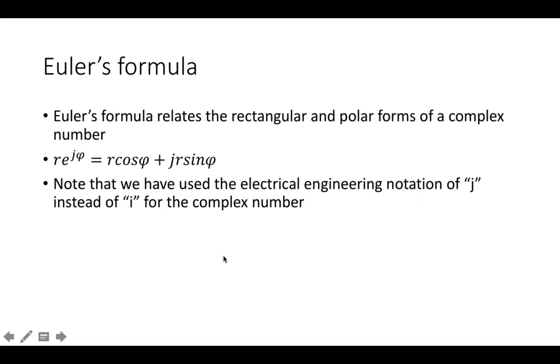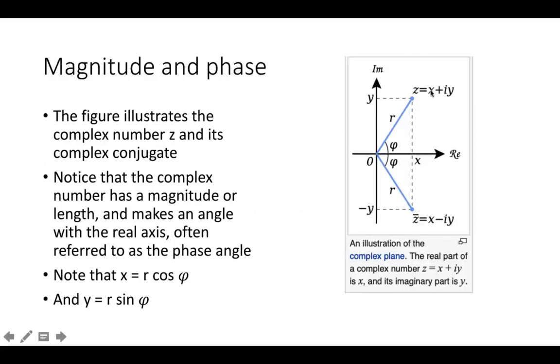All right, what Euler's formula does is it relates a complex number in polar form to a complex number in rectangular form. So the form on the previous page, x plus iy, is referred to as rectangular form because it's kind of like a vector. It's giving you components, the real component and the imaginary component.